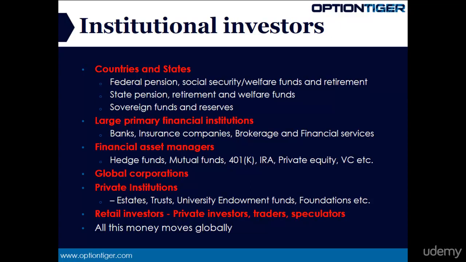Then the next big category is the large primary financial institutions. Here you have your global banks, Goldman Sachs, Citibank, HSBC, things like that. Insurance companies, of course, have a lot of cash in their hands, and obviously they want to look for safe returns. You've got to understand all these people are looking for safe returns, so it's not speculative money. Then you have brokerage companies across the world and financial services companies across the world. These are the next big bucket of institutional investors.